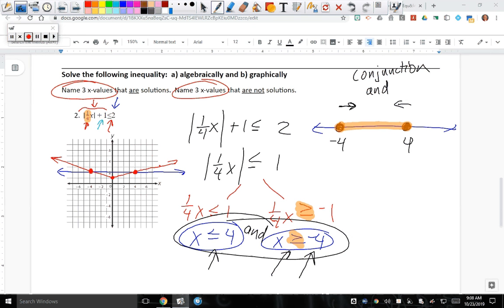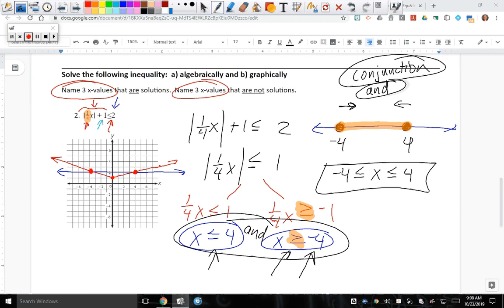And I like the way Pearson has you guys doing this a lot, because the way they want you to write this is -4 is less than or equal to x, which is less than or equal to 4. A conjunction with and, you can write, it looks like 3 terms from low to high. Okay? A disjunction you can't write like this. A disjunction, you need 2 inequalities that are separate, because those are going to be or. Disjunction is or, conjunction is and. Any questions?